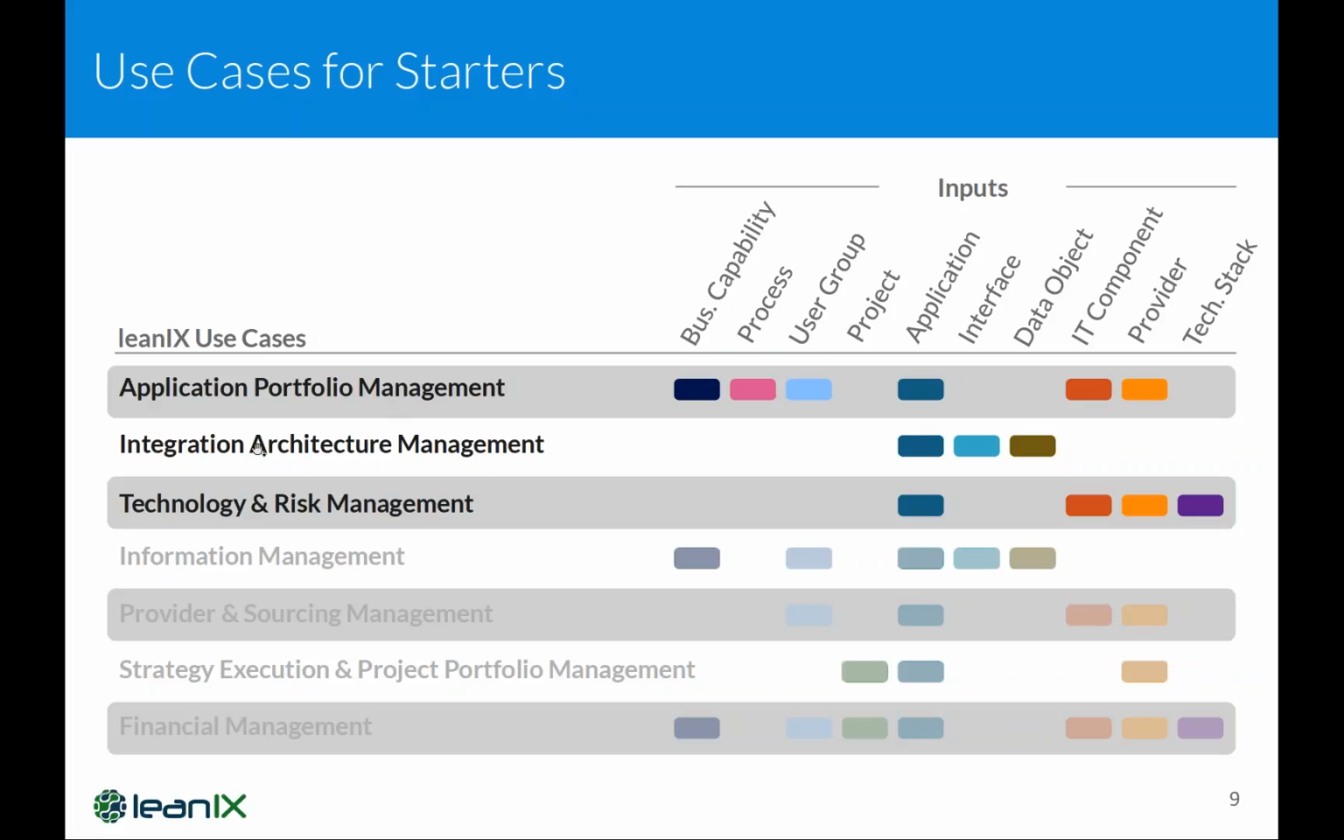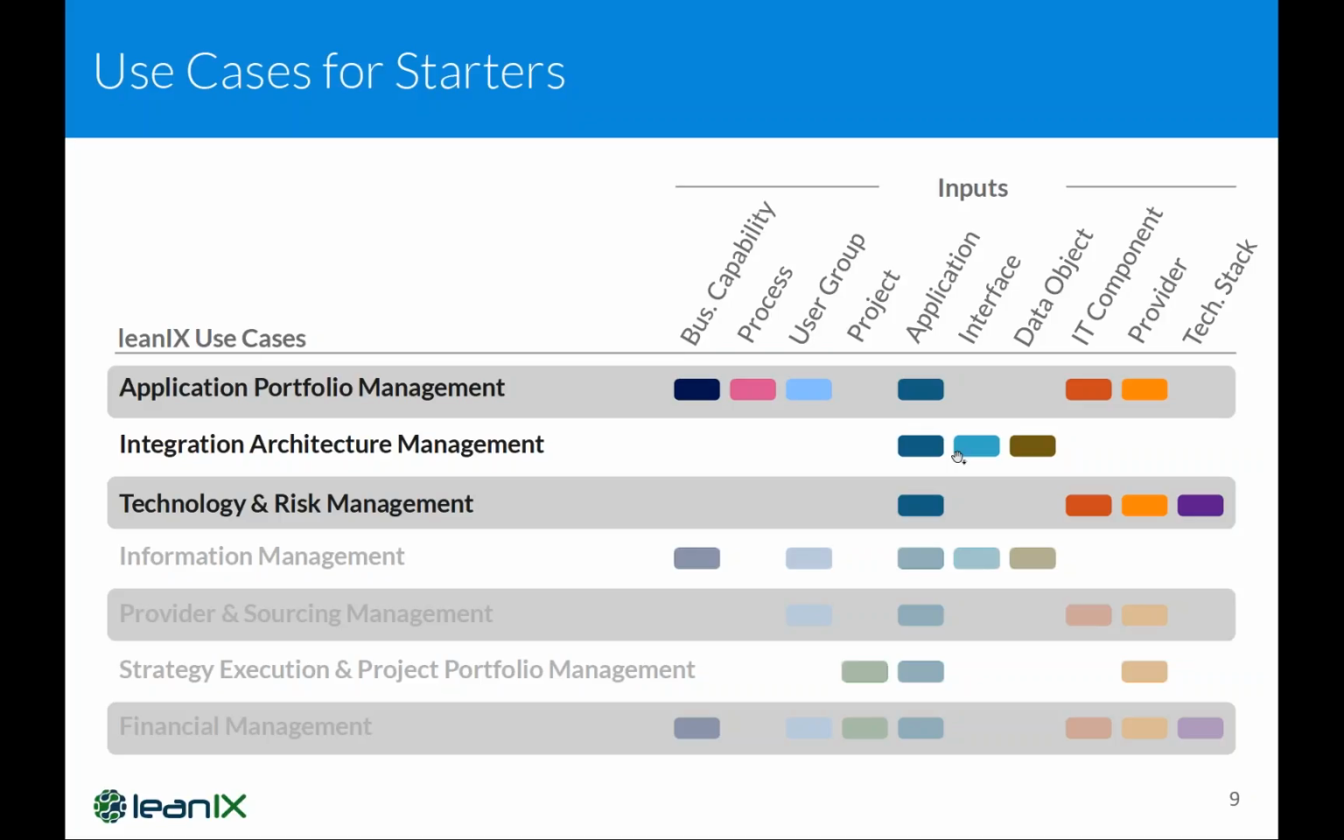Integration architecture management: the goal of this is to understand how applications work together. And if you see here, we call these fact sheets in LeanIX, if you're not yet familiar with this concept. So each application, each interface would be a fact sheet. And as you see here, for this use case, we would, for example, add interfaces to understand how applications belong together, which data flows between them, and which data objects are manipulated by the applications and go via the interface.